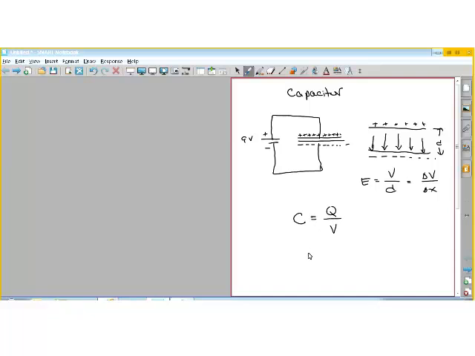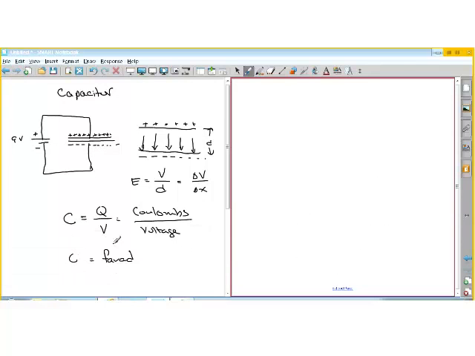And usually the units for capacitance are called farads. So charge has units of coulombs, and voltage, of course, has units of volts. So coulombs per volt, and we call that a farad. So 1 coulomb per volt is called a farad. Most capacitors are on the order of micro, 10 to the minus 6. They're very small as far as the values are concerned. 1 farad is a huge capacitance.